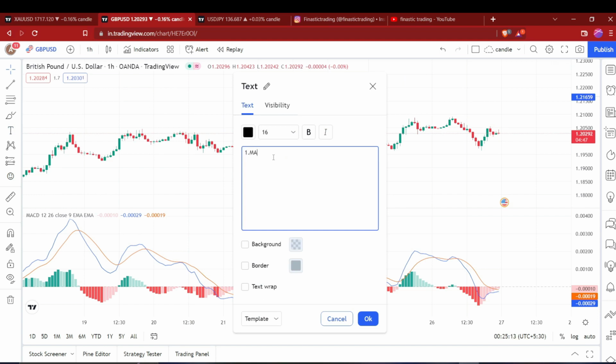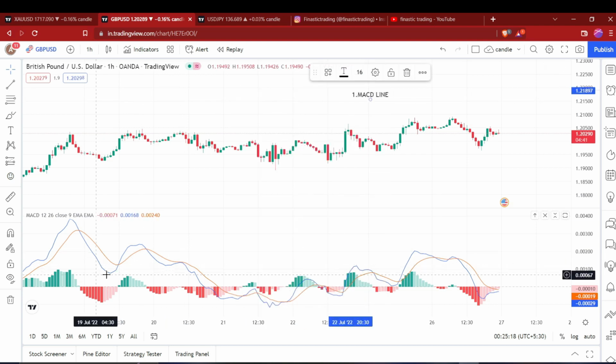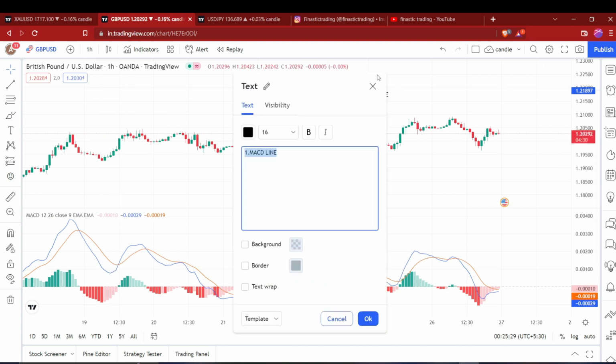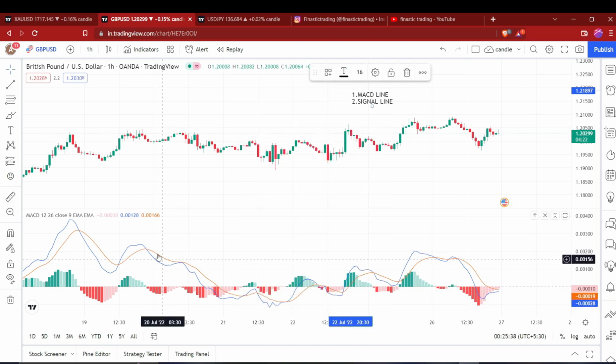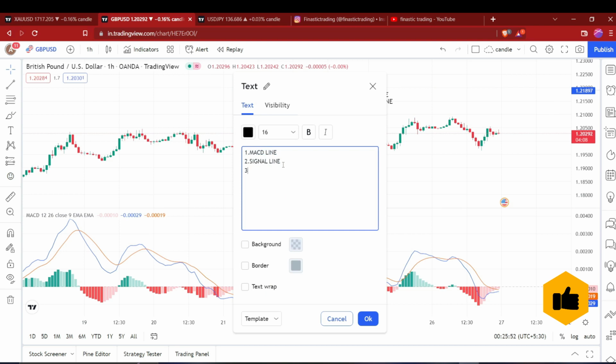First one is the MACD line. The blue line over here is called the MACD line. It reacts faster. It is sensitive to price. As the price moves, it will start moving. The second component we have is the signal line. The orange line over here is called the signal line. It is slower compared to the MACD line. It will react a bit slower. We'll explain the use later, but let us understand what they are first.